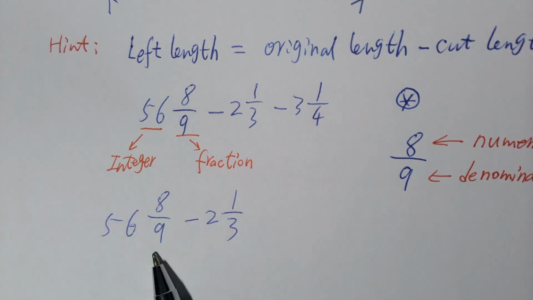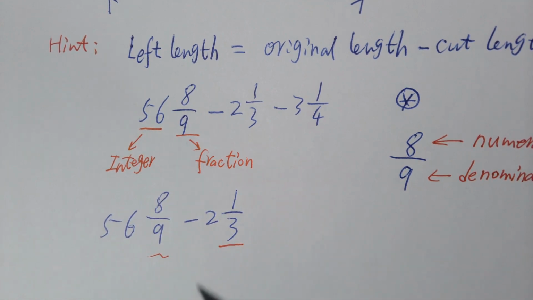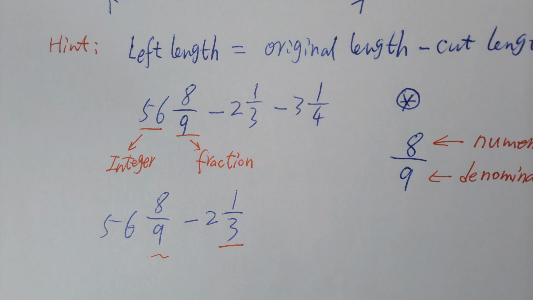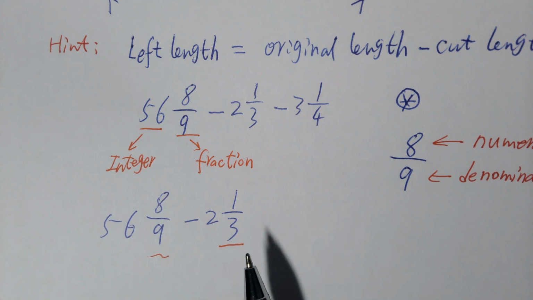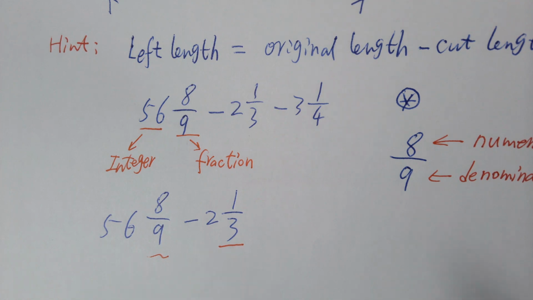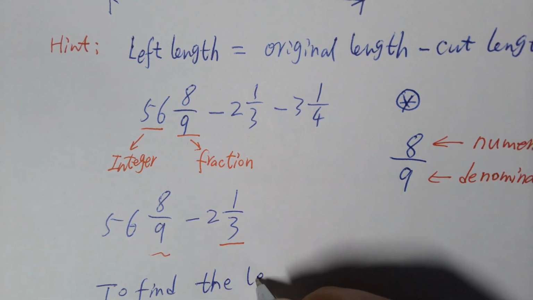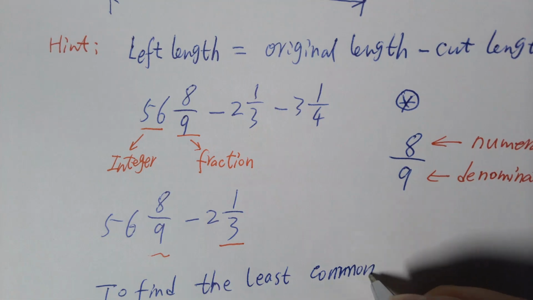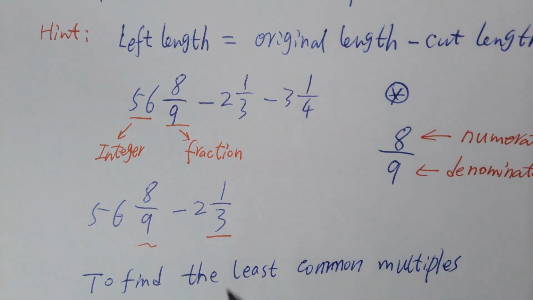In order to do the deduction of these two fractions, this one and that, we need to make the denominators the same. And here there is a new term. In order to make the denominators the same, we are essentially finding the so-called least common multiple of those two numbers. Okay? To find the so-called least common multiple.